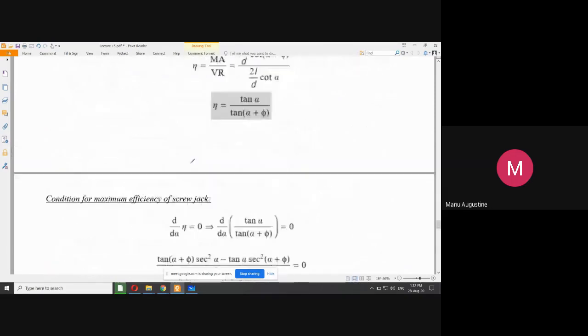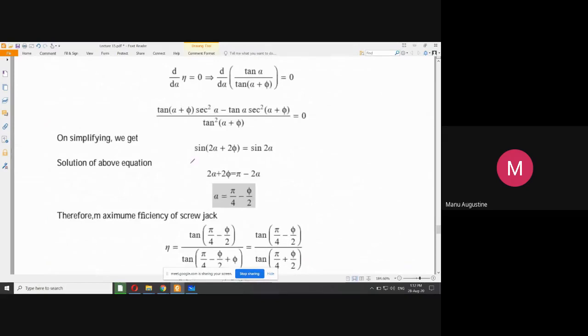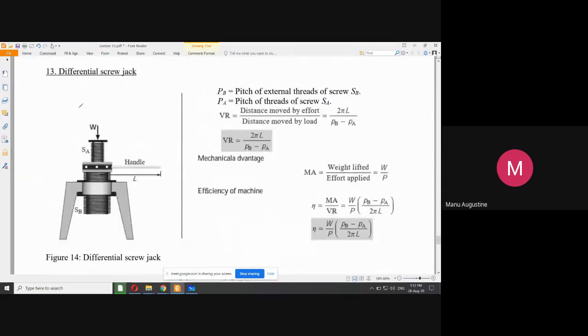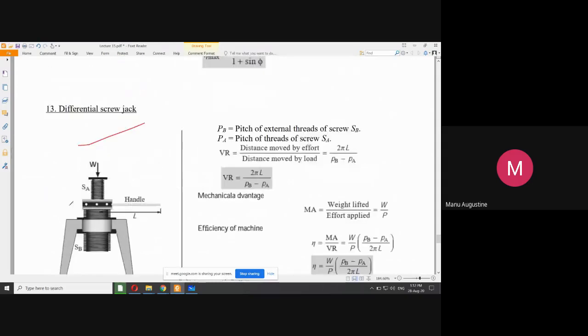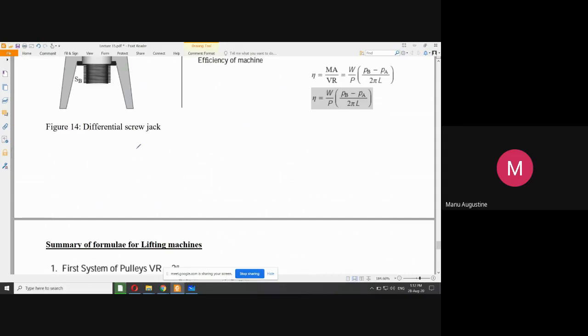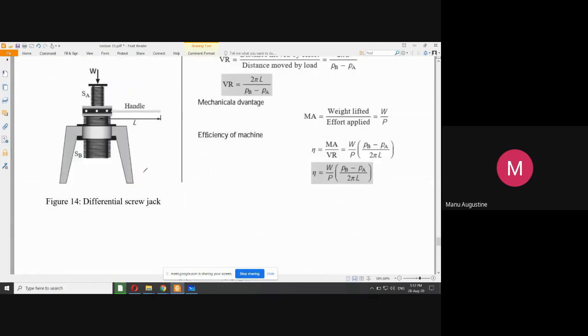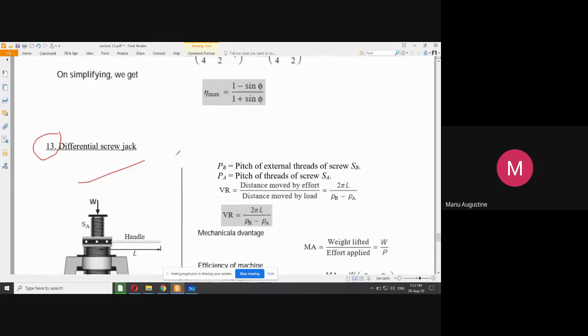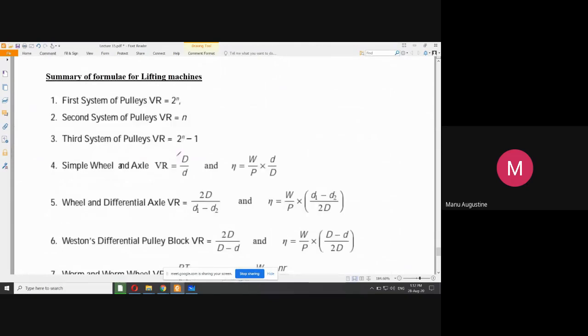It has got a long derivation and it is very difficult to work out on your own. Differential screw jack. So at least 13 lifting machines have to be studied by you, and you have to remember their formulae also. And even small numerical problems can be asked out of any of these lifting machines. So as you can see, this whole task is so enormous, to study 13 different lifting machines and to remember their formulae.